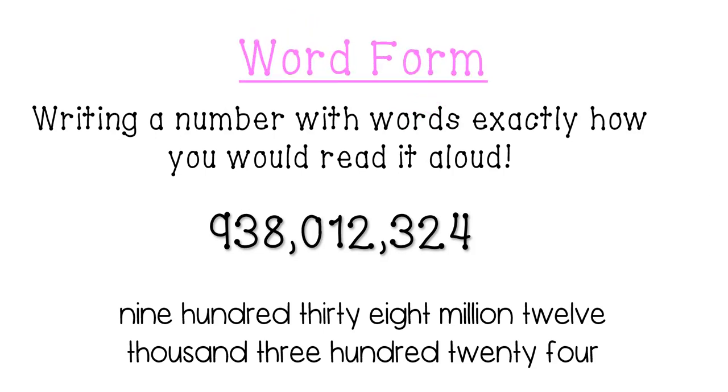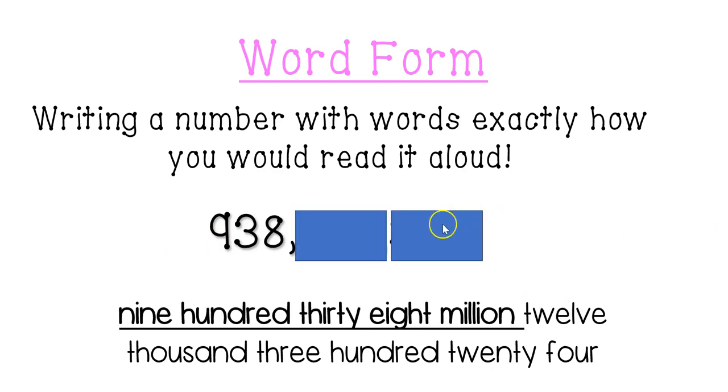Lastly, we have word form, and that just means you're writing a number with words, exactly how you would read that number aloud. So for example, I have the number 938,012,324. Now, writing the entire number out can sometimes be tough. So a strategy that you might want to use is uncovering one house at a time. So I know when I read my number, I have to start on the left here. I have to start by this 9.